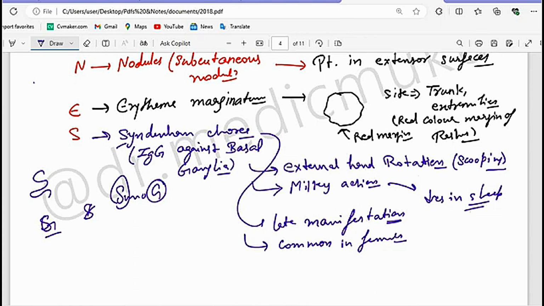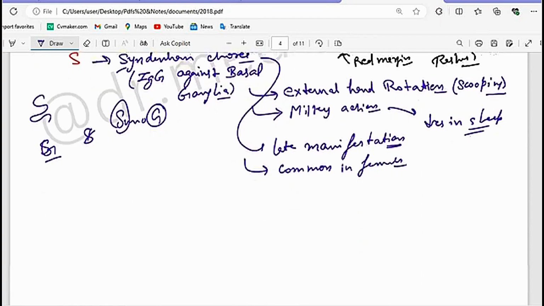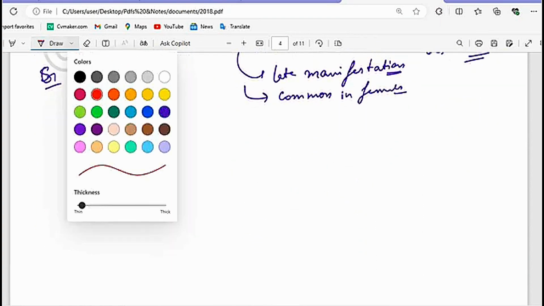So these clinical features will be decreased. After that we will be having the minor criteria.